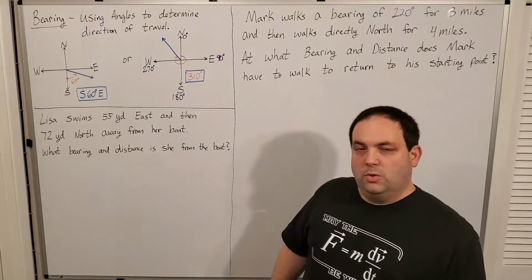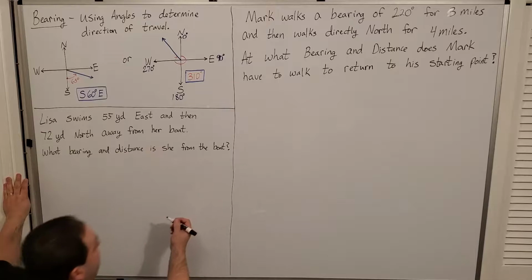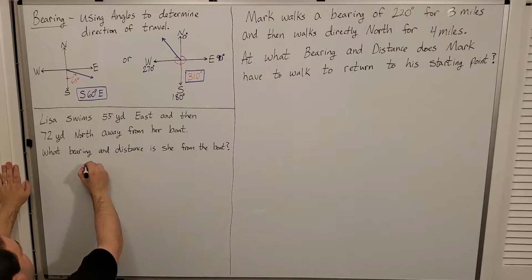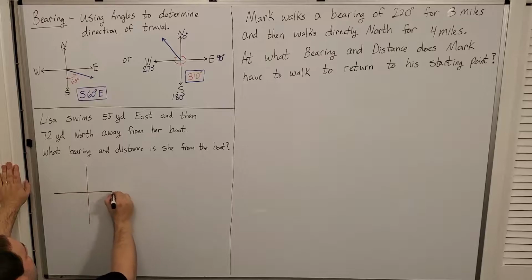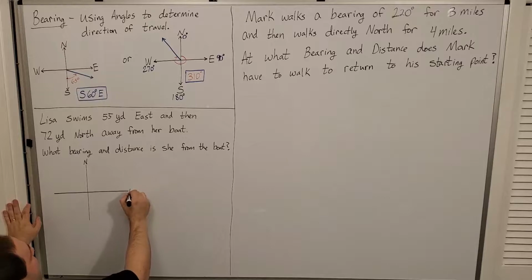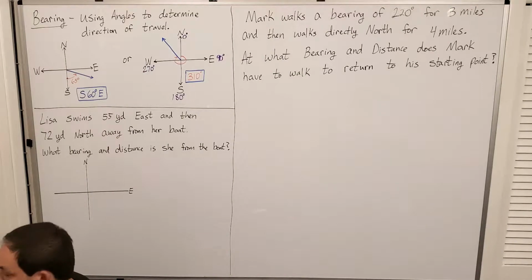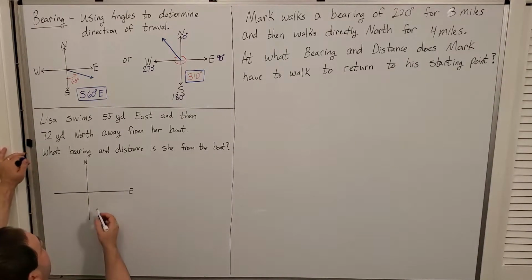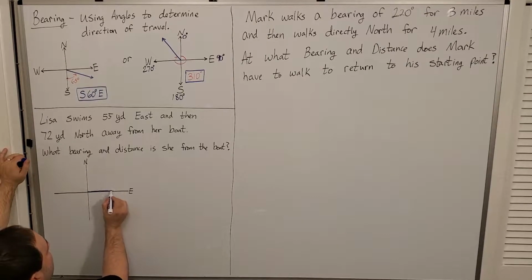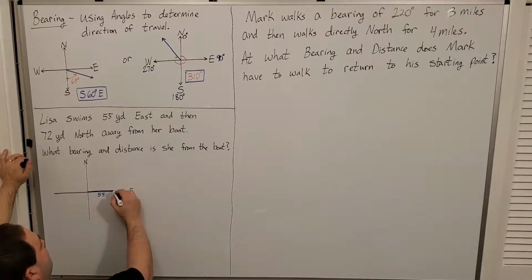Okay, so what we want to do is start by drawing our cardinal directions here, like so. And of course, north is this way, east is this way. And Lisa swam 55 yards east, so she swam this way, 55 yards. Then she swam 72 yards north.